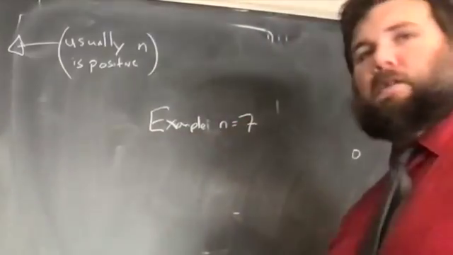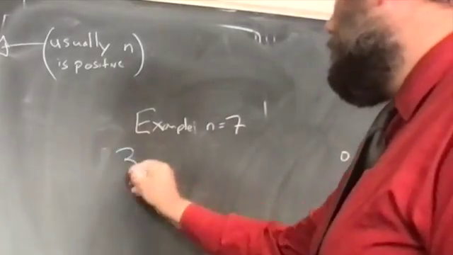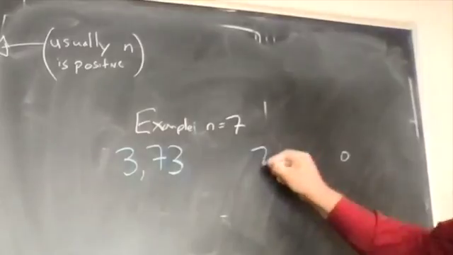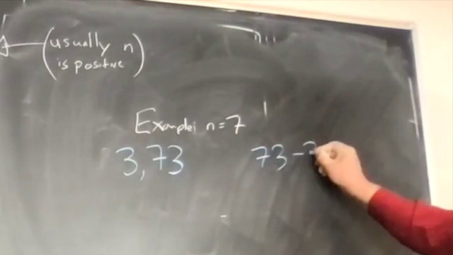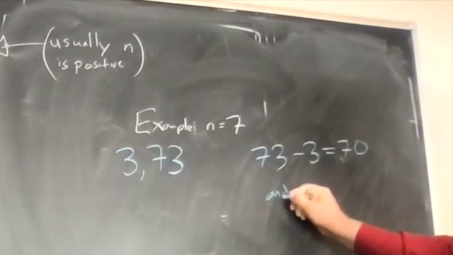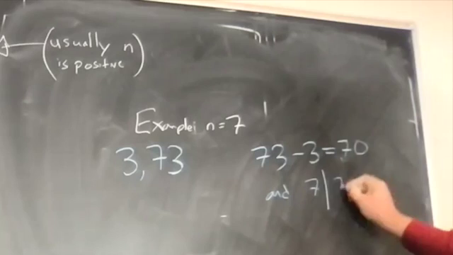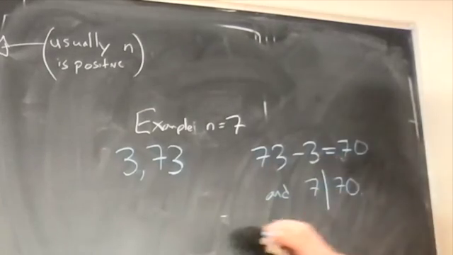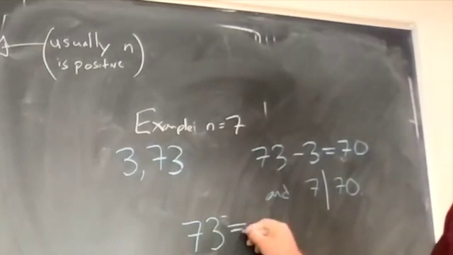Result of subtraction as a multiple of 7. So let's look at 3 and 73. 73 minus 3 is equal to 70, and 7 divides 70. That's enough to say that 73 is congruent to 3.